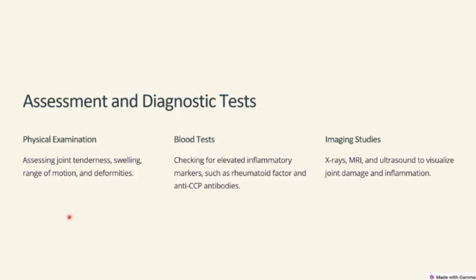Physical examination: a thorough examination should be done to check whether there is joint tenderness or swelling, and range of motion should be assessed. Is there any visible deformity due to which there is a decrease in overall function? Then blood tests, like elevated inflammatory markers such as rheumatoid factor and anti-CCP, which I just mentioned. Imaging studies, X-rays, MRIs, ultrasound, to visualize the joint damage and the inflammation.